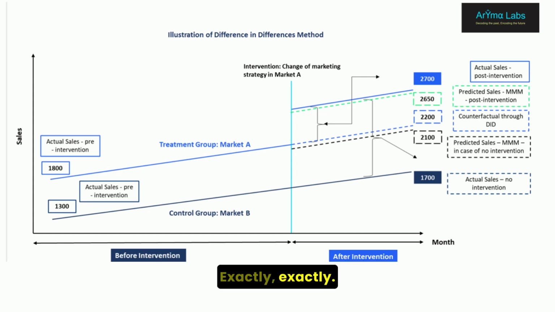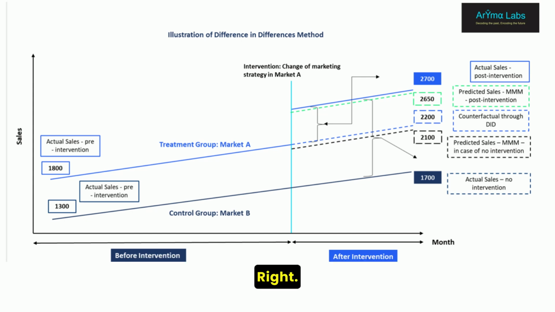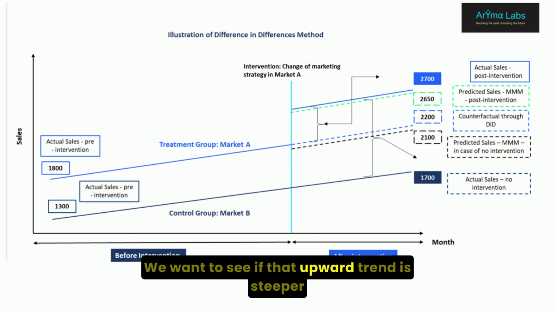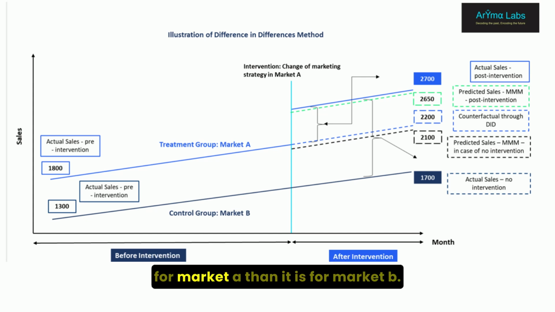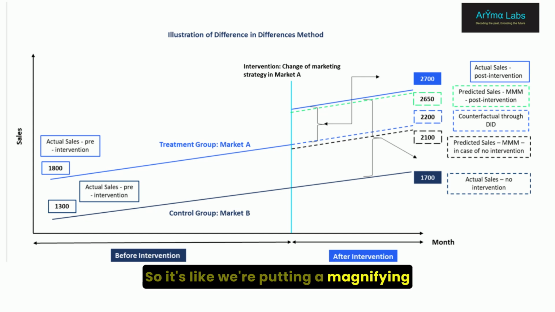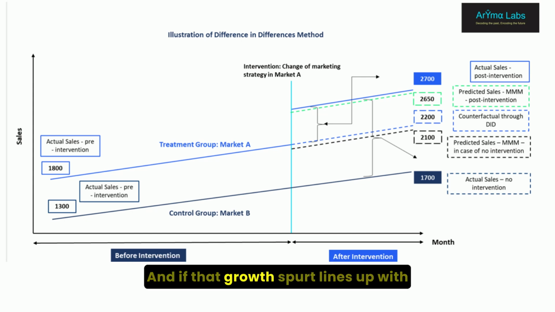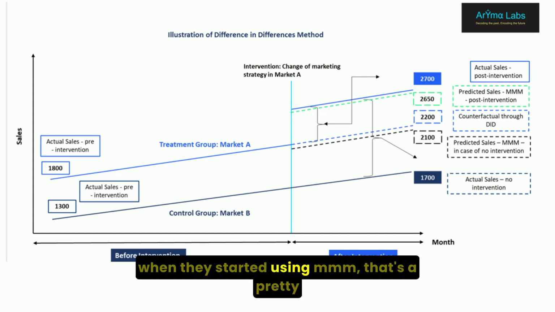Exactly. But here's the thing. It's not enough for their sales to just go up, right? We want to see if that upward trend is steeper for Market A than it is for Market B. Ooh, I see. That's the difference we're talking about. We're comparing the change in their sales trajectories. So it's like we're putting a magnifying glass on how much faster Market A's sales are growing compared to Market B. Exactly. And if that growth spurt lines up with when they started using MMM, that's a pretty good sign that MMM is doing its job.